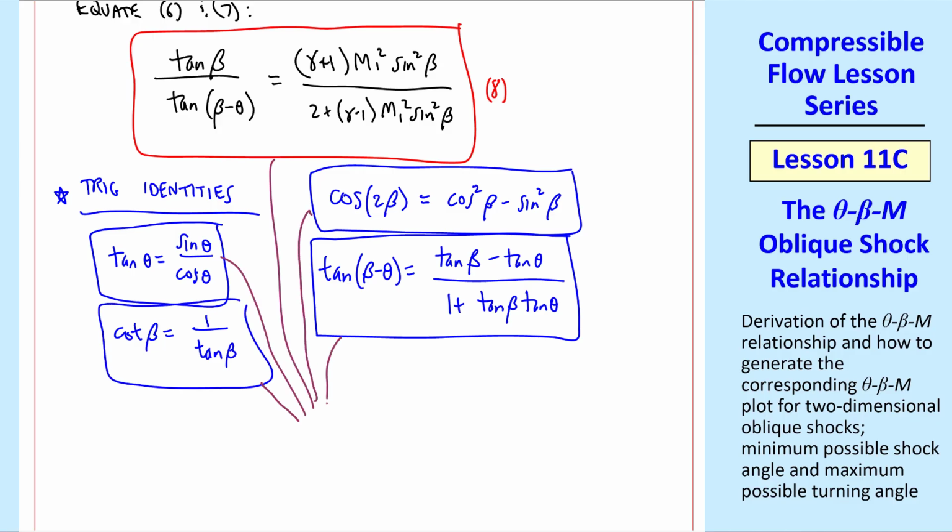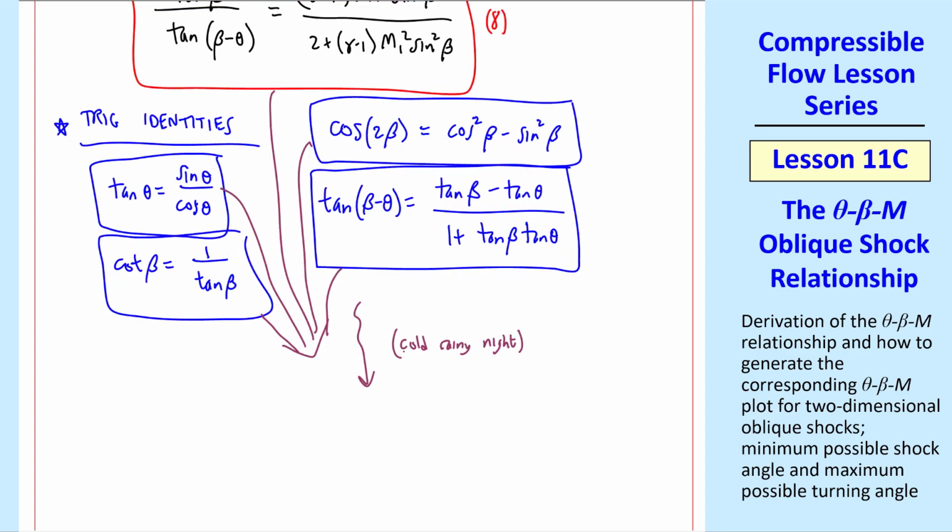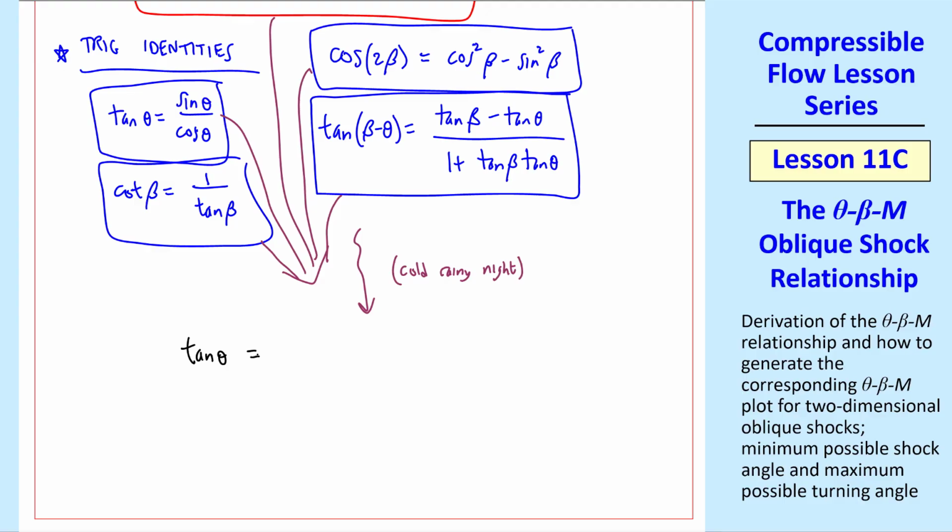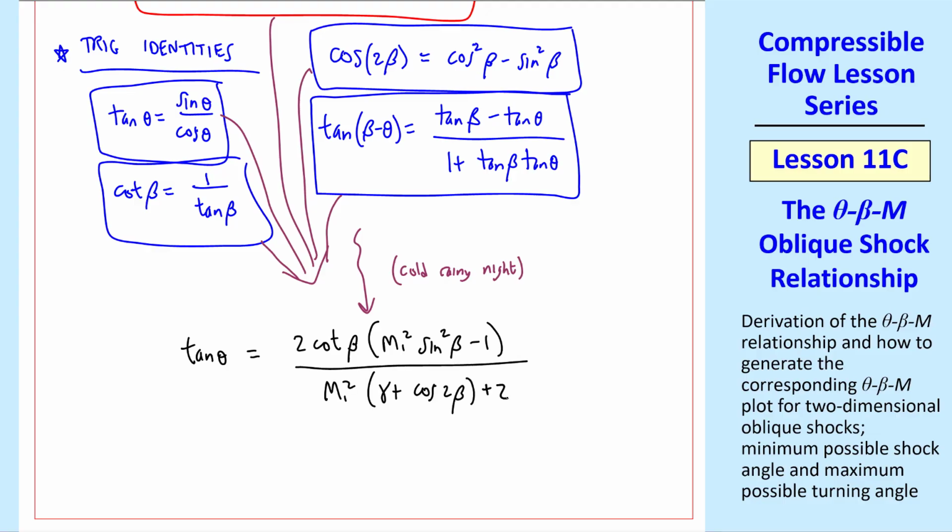We combine all of these and do lots of algebra, which you're welcome to do on some cold rainy night when you have nothing better to do. And what we can do is isolate theta on the left side of the equation. We get tangent theta is 2 cotangent beta times M1 squared sine squared beta minus 1 over M1 squared times the quantity gamma plus cosine 2 beta plus 2.